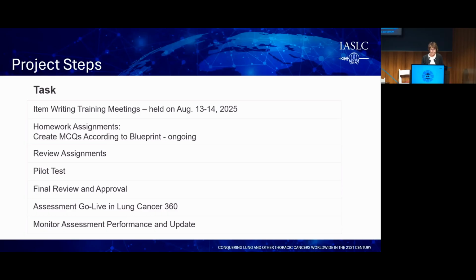We're going to pilot test, and then it will eventually go live, and then we will monitor and modify it accordingly.